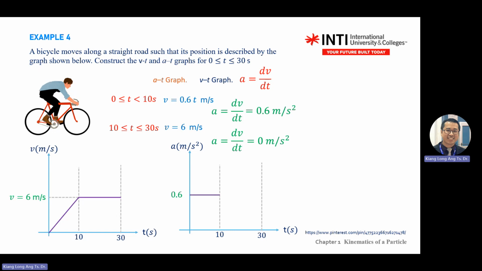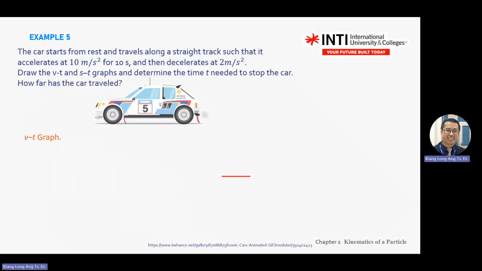Okay, I'll show you one more example, then we call it a day. Another one, it gives you this statement. No graph. It gives you a car starts from rest, travels along a straight line, such that it accelerates at a certain value for 10 seconds. Then it decelerates, decelerate 2 meters per second squared. Decelerate means minus, negative. Draw VT-ST graph and determine the time needed to stop the car, and how far the car has traveled.